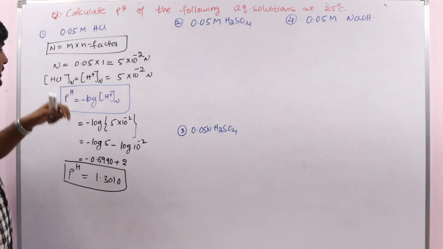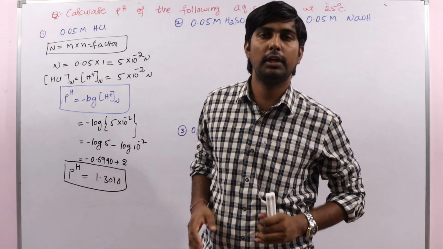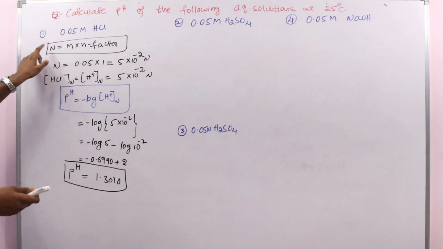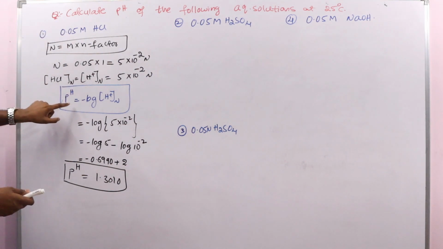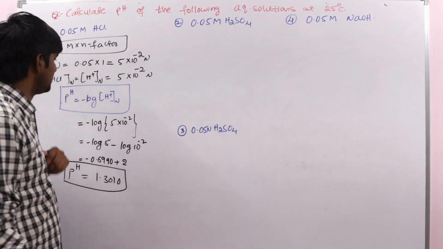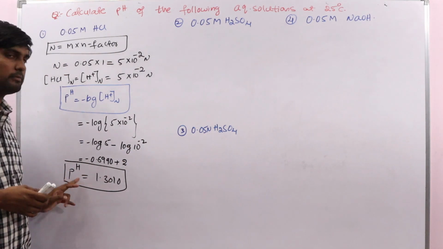So what is the first thing? Check whether the concentration is given in normality or molarity. If it is given in molarity, convert into normality by using this relation. Then pH is equal to minus log H plus ion concentration expressed in normality, substitute, and after simplification we get this value.